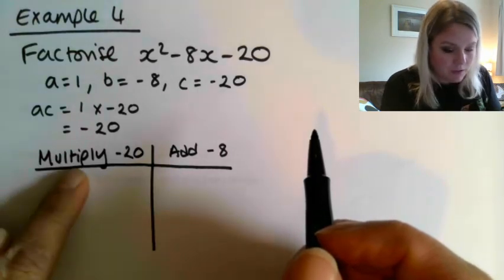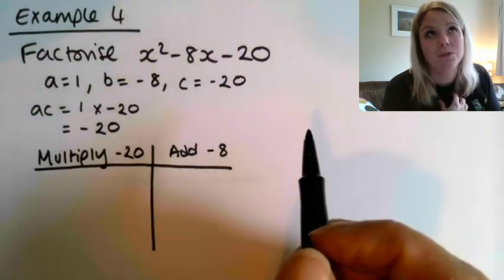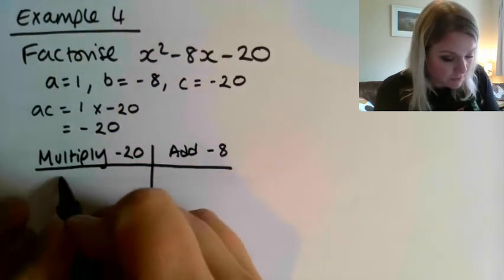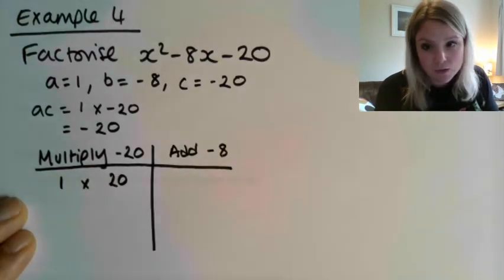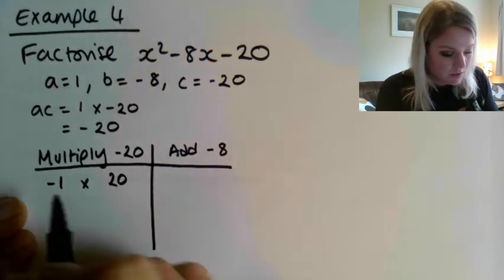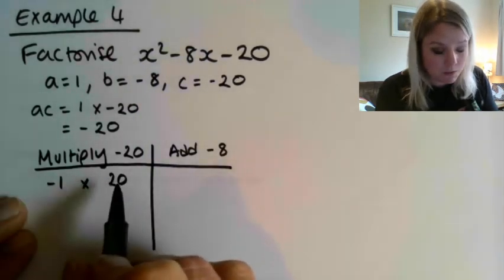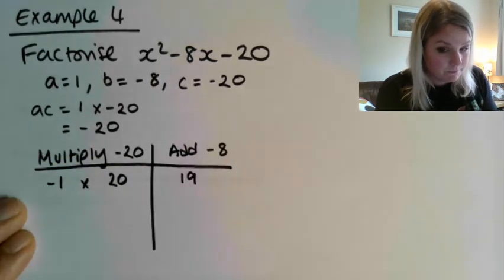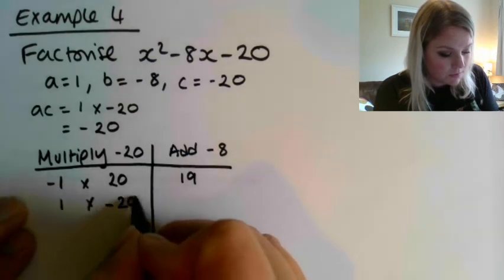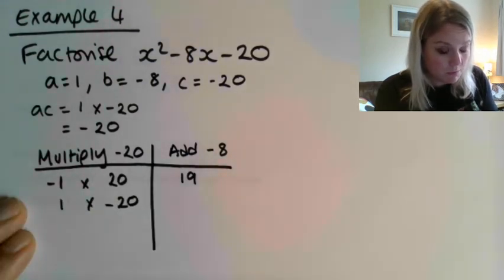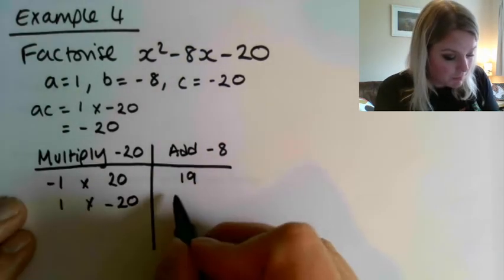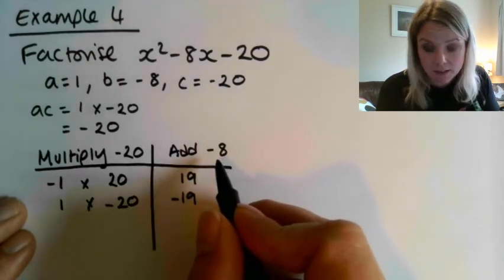Now, if I work through the normal factors anyway, factors of 20 are 1 and 20. So let's try minus 1 multiplied by 20, because that'll give me minus 20. And then if I add these together, minus 1 plus 20 gives me 19. That didn't work. Let's try it the other way around. So 1 multiplied by minus 20 still gives me minus 20 whenever I multiply. Adding together, 1 take away 20 gives me minus 19. So still not minus 8, right?